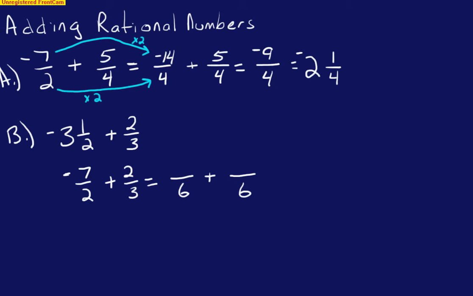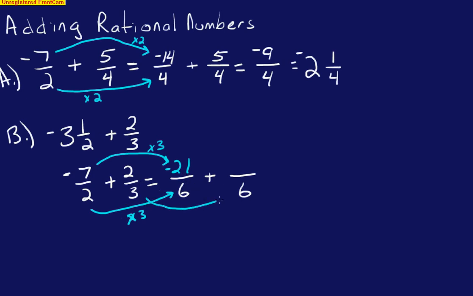So let me go to light blue to show you the steps here. To get this one over here, we had to multiply that by 3. So I multiply the top by 3 also. So 7 times 3 will give us 21. And that's a negative 21. Okay, so that's changing the 7 over 2, negative 7 over 2, and the equivalent fraction is negative 21 over 6. So now we're going to change the 2/3 over here.